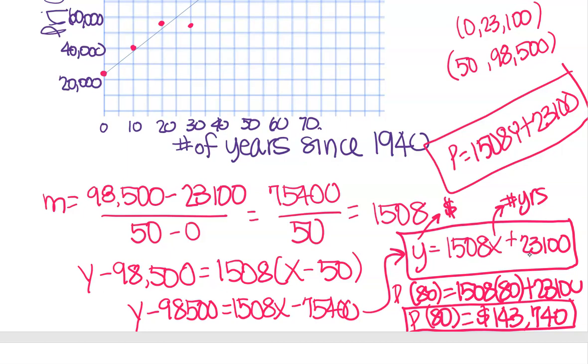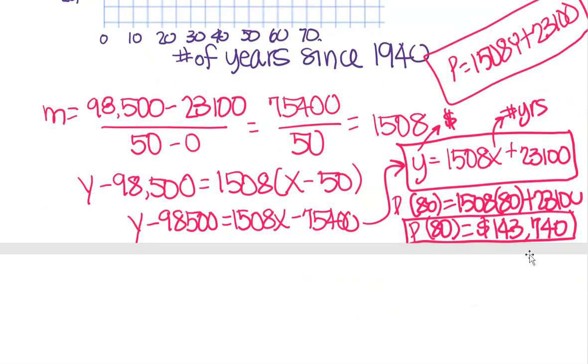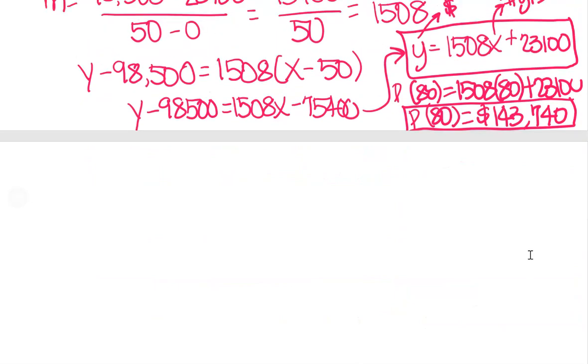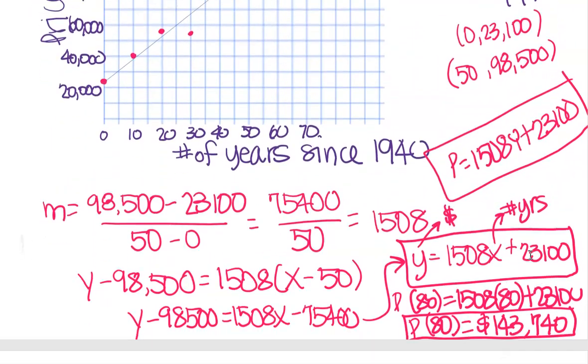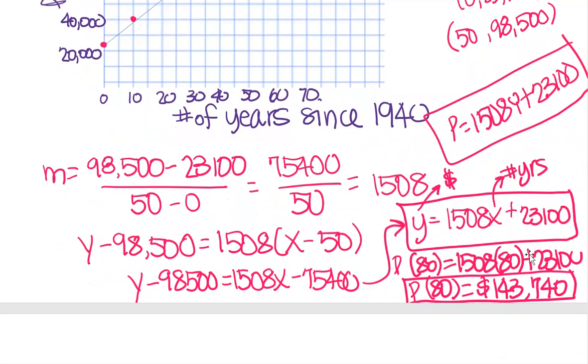Now the book got 148,920. Is 143,000 close? I would say it's close enough. Their line was a little bit flatter than mine, which would make it a little bit different. So as long as you show your work and you're doing the right thing, you will be okay on these. That's what students have the most trouble with, is that it doesn't match very closely, but it's okay.